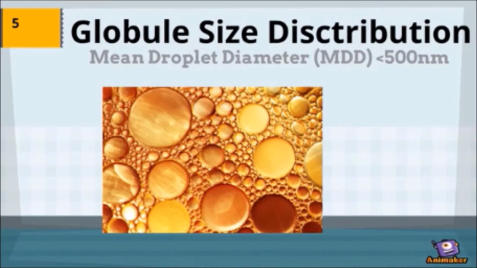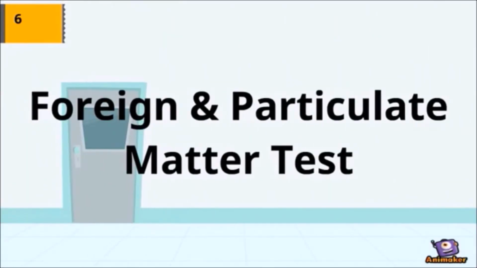By using the light scattering method, the mean droplet size of emulsion globules is determined by dynamic light scattering spectroscopy or classical light scattering. For the product to be accepted, the intensity weight mean droplet diameter must be less than 500 nanometer, regardless of the concentration of the dispersed lipid phase in the emulsion injection. In addition, any foreign and particulate matters in the solution are also being measured.